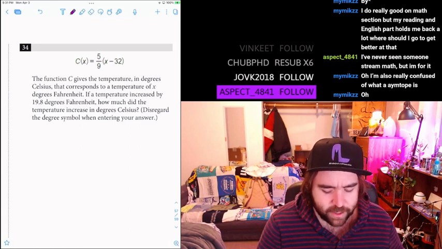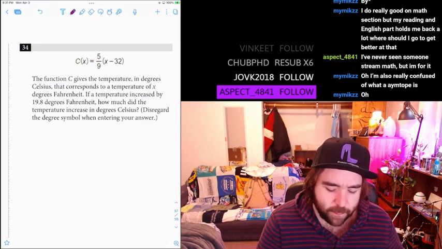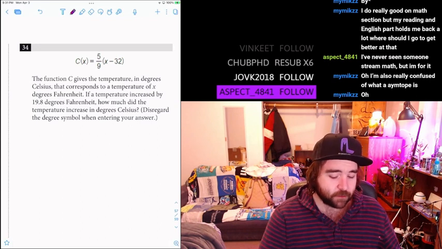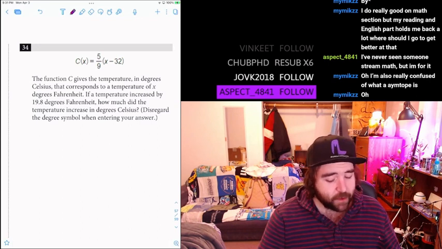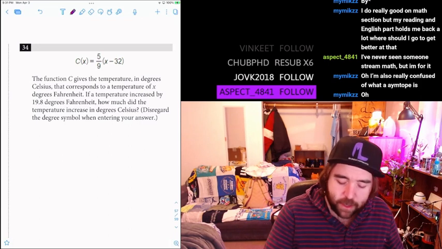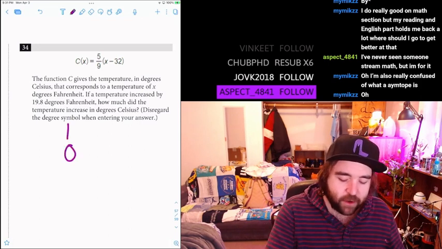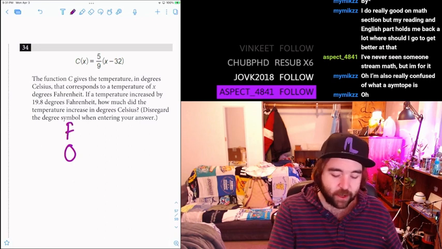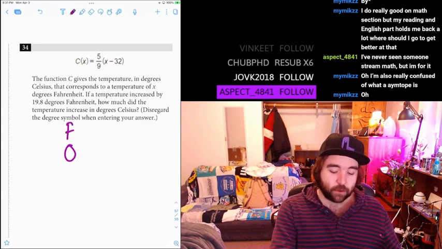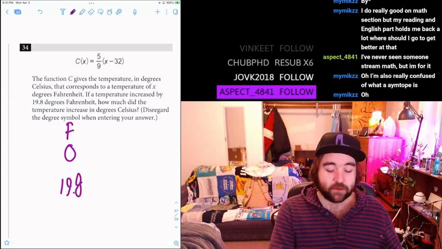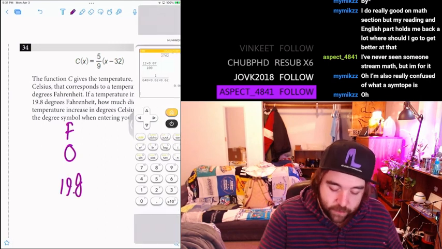So here's what I would say here: if they're just talking about how much it increased, that means we don't really care how it starts, right? And we have a calculator. So I would just say, if a temperature increased by 0 degrees Fahrenheit, or by 19.8 degrees Fahrenheit, what happens when it's 0 degrees Fahrenheit? What happens when it's 19.8 degrees Fahrenheit? And then we just bust out the calculator.